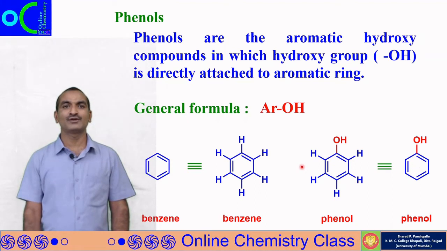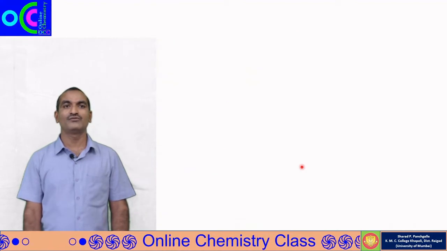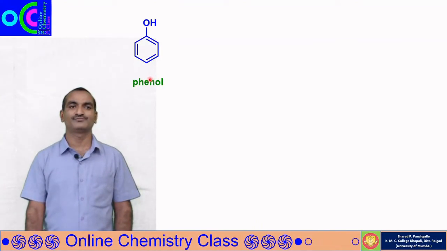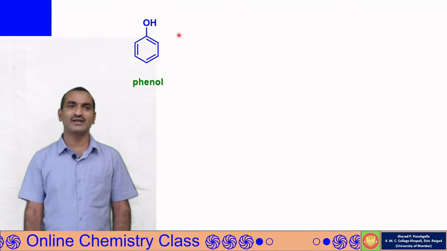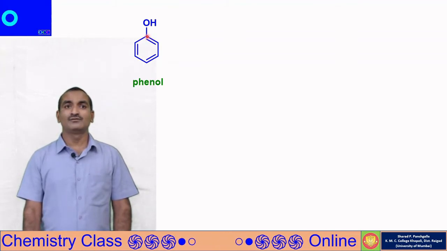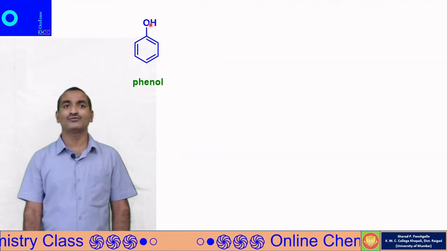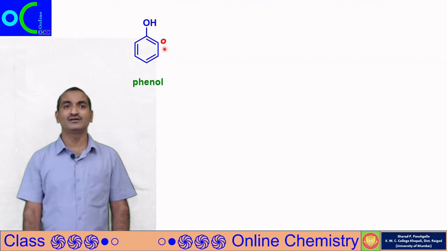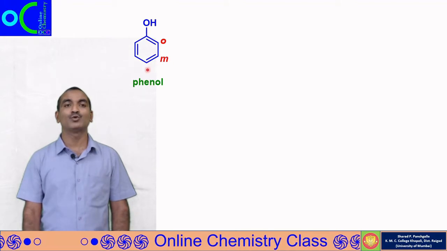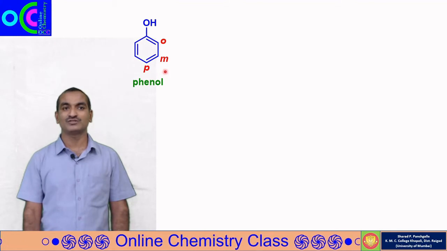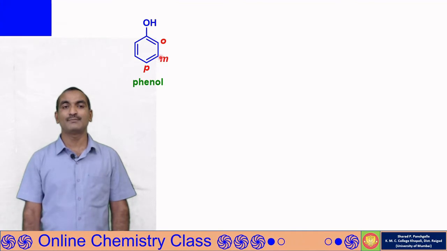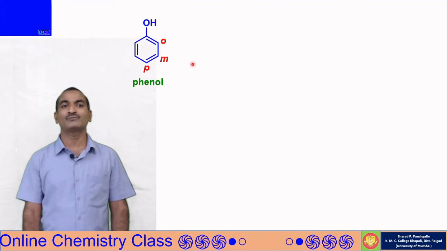Now in short we are going to discuss the nomenclature of the phenol. The simplest member of the phenol family is also known as the phenol. Phenol is a class of organic compound, as well as phenol is the name of this compound. Now the carbon adjacent to the carbon on which hydroxy group is present is known as the ortho position. The alternate position is known as the meta position. The opposite position is known as the para position. So this is the ortho position. Adjacent position is ortho position, alternate position is the meta position, opposite position is the para position.